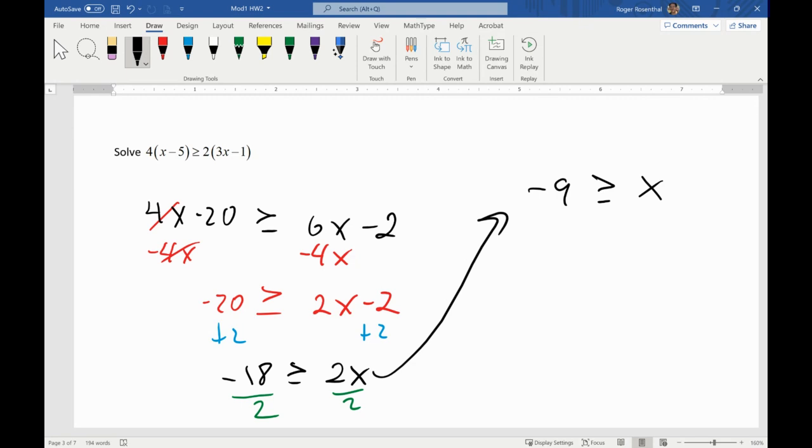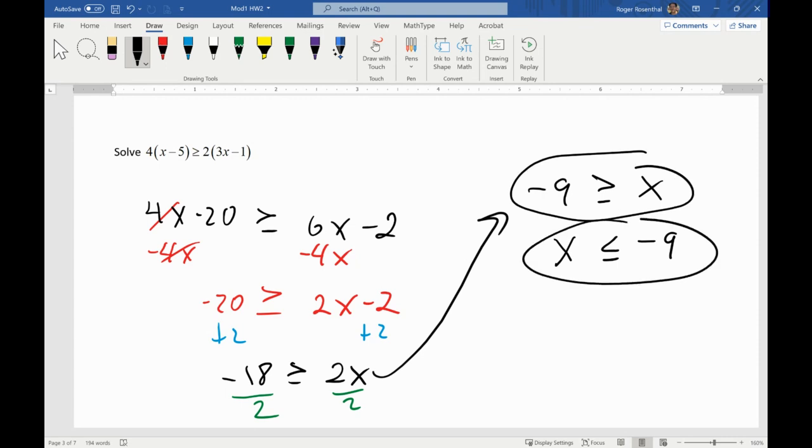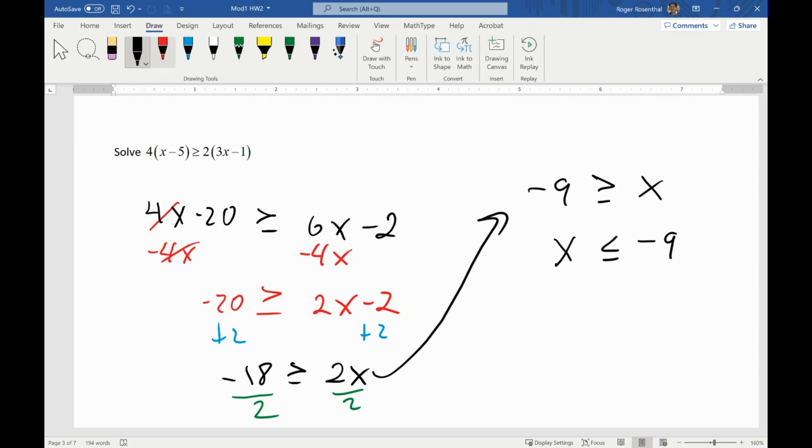Now, I showed you something like this before, but I didn't really comment on it. Anytime your final answer has an x on the right, it's helpful to rewrite that. And the way you rewrite it is you just flip everything around. You put the x on the left, you put the negative 9 on the right, and you switch the sign. This and this are both saying the same thing. They're both saying all the numbers less than or equal to negative 9.